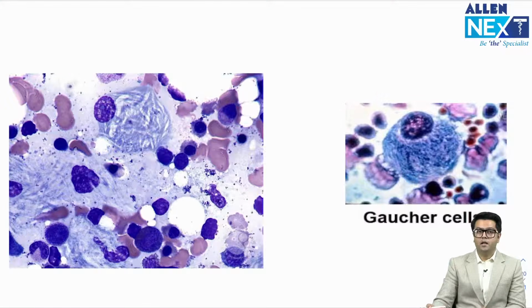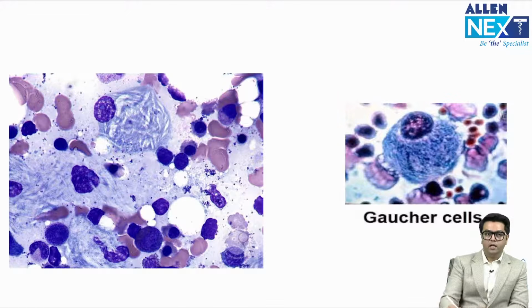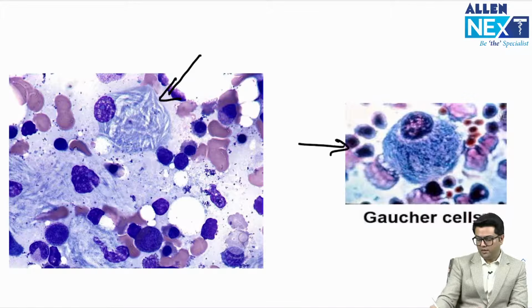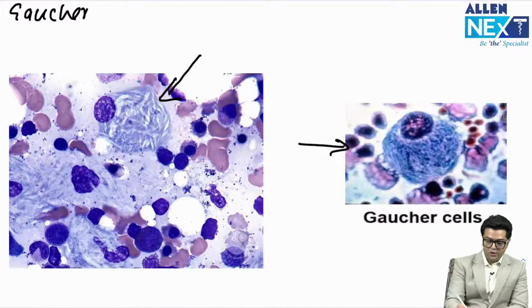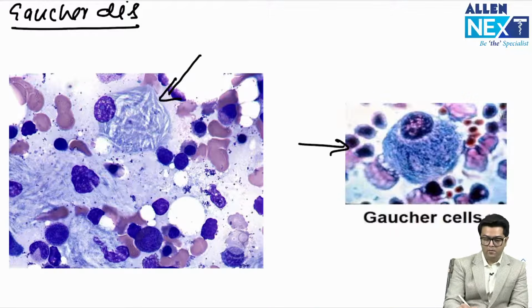the Gaucher's cells. On the left-hand side also, see, it is no doubt not easy to identify, right? But this is the one that we should remember, because this is the one which has been asked several times in exams. So guys, this is called Gaucher's disease. What we have to remember is the name of the deficient enzyme, that is called glucocerebrosidase.